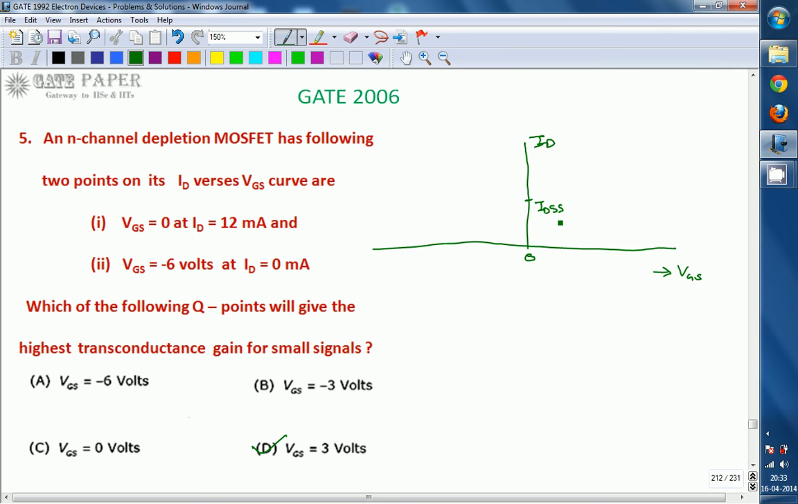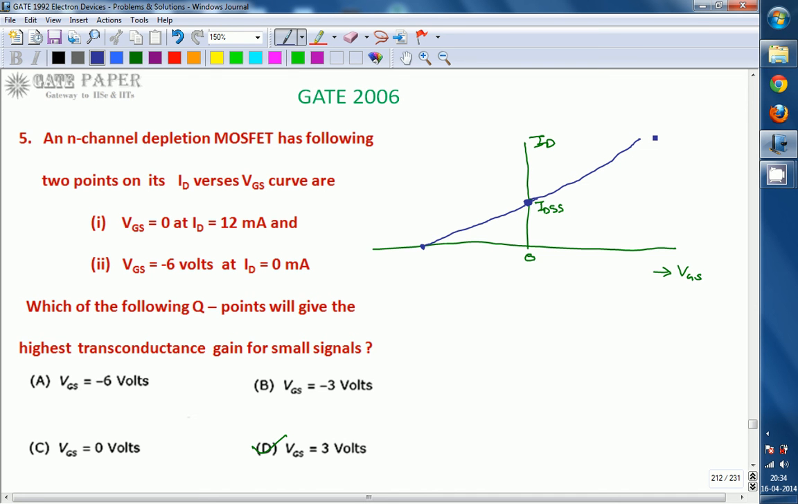If you apply more and more positive voltage, the current flowing through the depletion mode MOSFET increases, and if you apply negative voltage for an n-channel depletion MOSFET, the current flowing through it reduces. So we can draw the characteristics like this. The characteristics are going to be in this way. This is where the drain current becomes 0, and this is the drain current at VGS equal to 0 volts. The drain current increases as VGS increases.